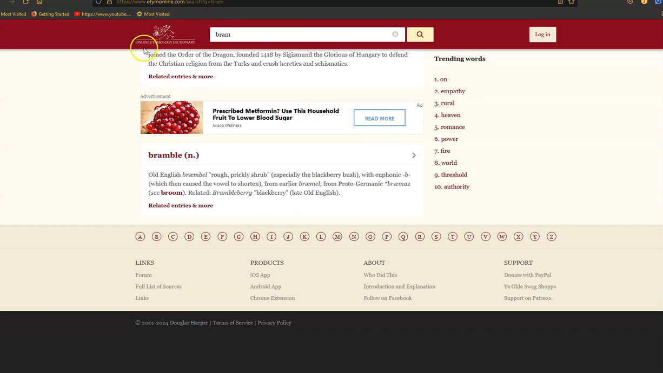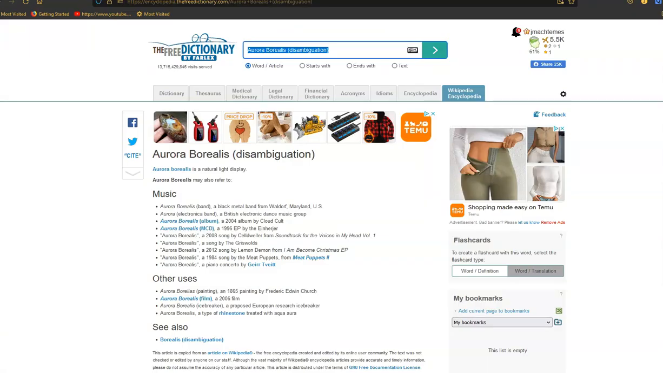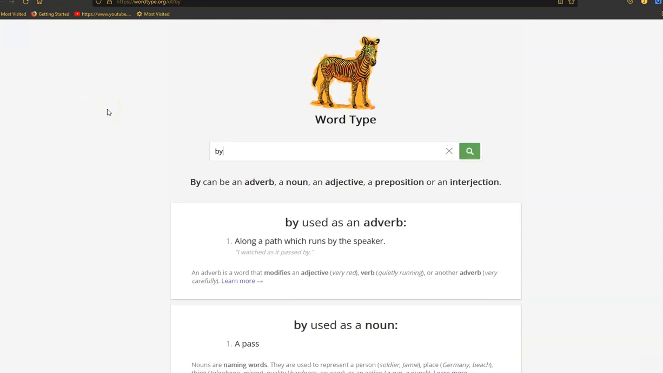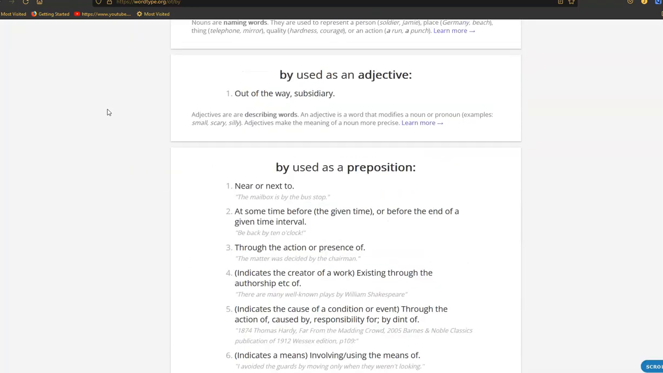Sometimes I will use the online etymological dictionary. If we're trying to find what I call PMCs, possible modern cognates of a given word in OBRY, I'll sometimes use the online etymological dictionary. I will sometimes use the Free Dictionary by Farlex. I will sometimes use what's basically called wordtype.org, and you can put in a word and it will tell you what kind of word that is and how it's used.